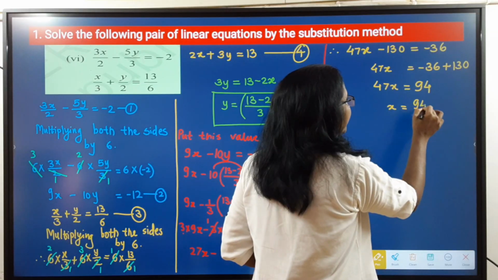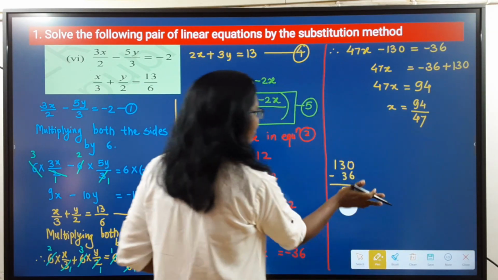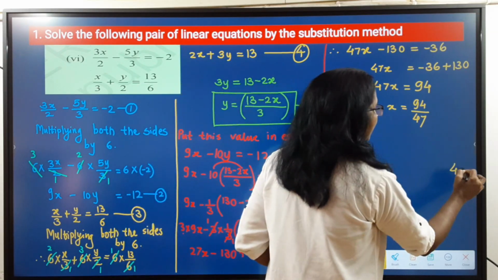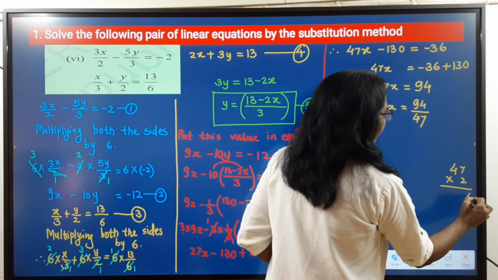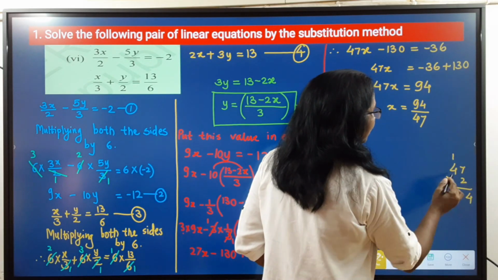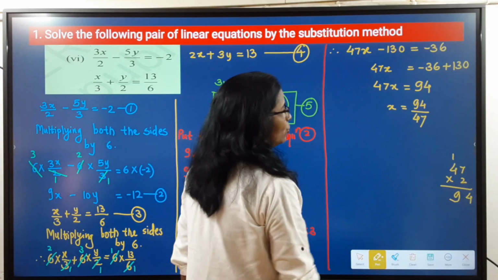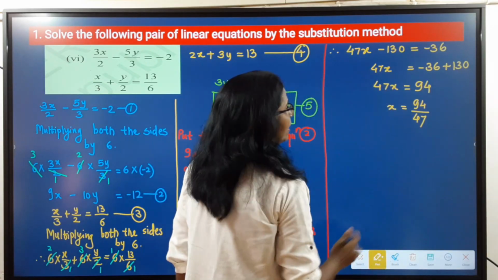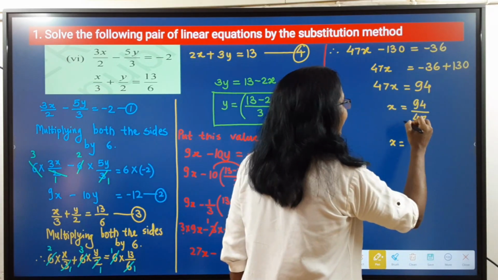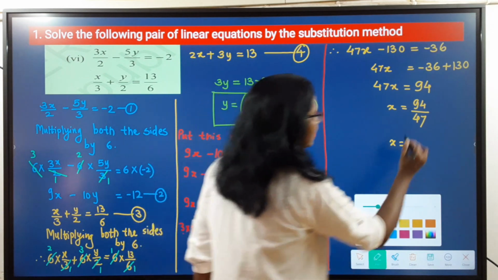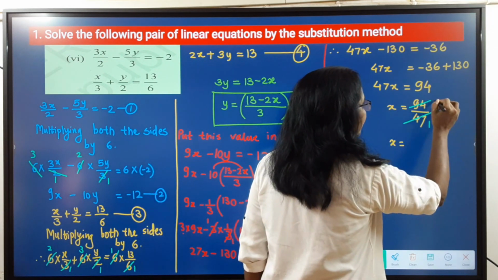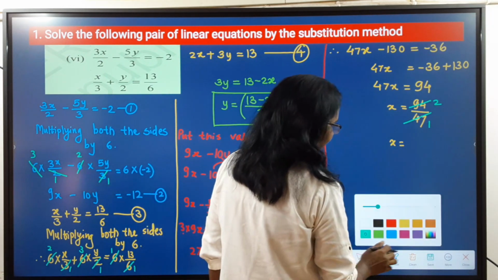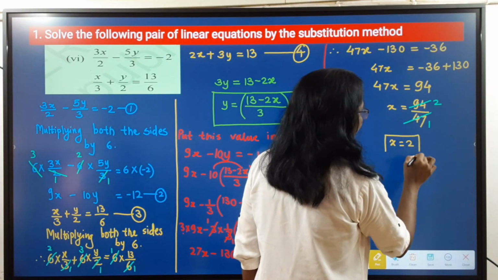Then the next step, 94 upon 47. Now see here, 47 multiplied by 2: 7 twos are 14, 4 twos are 8, and 94. Yes, good. Now x is equal to, here is a cancellation. 47 ones are 47 and 47 twos are 94. So x is equal to 2.